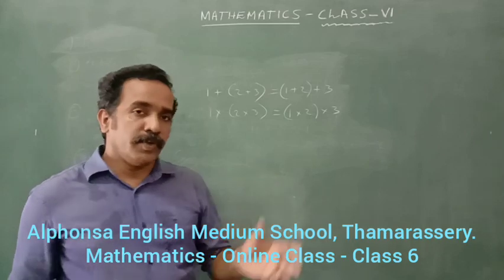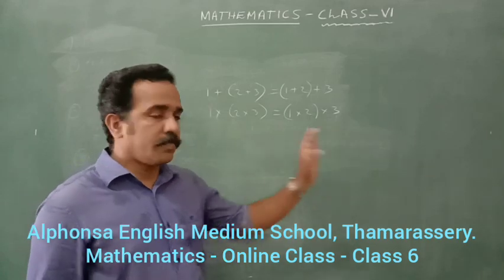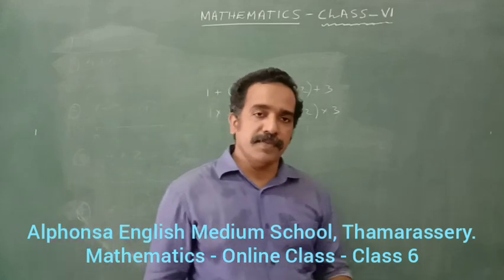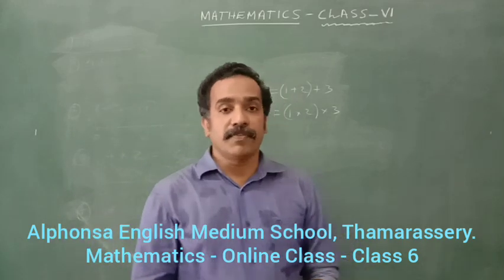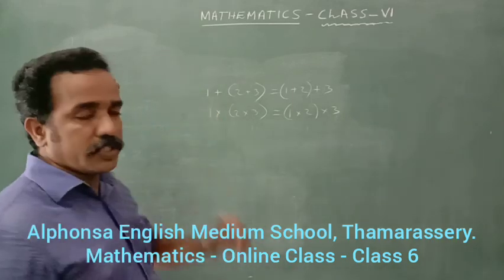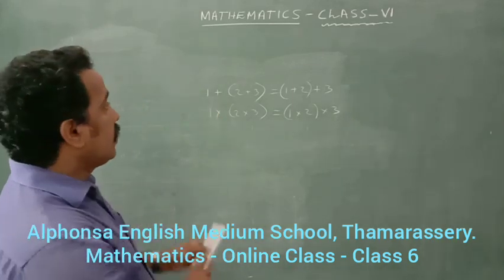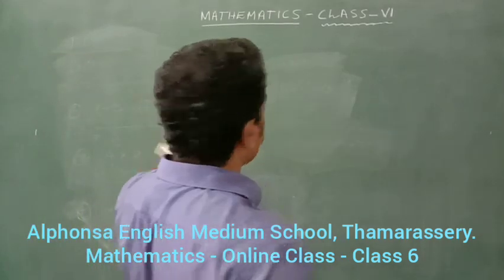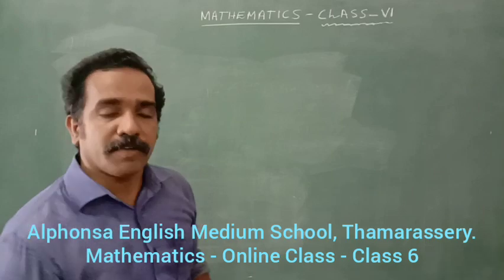Because when you change the order of the elements in subtraction and division, the answer will be different. Understood? So that is the associative property. And then we studied the properties of zero and one. What is the property of zero?